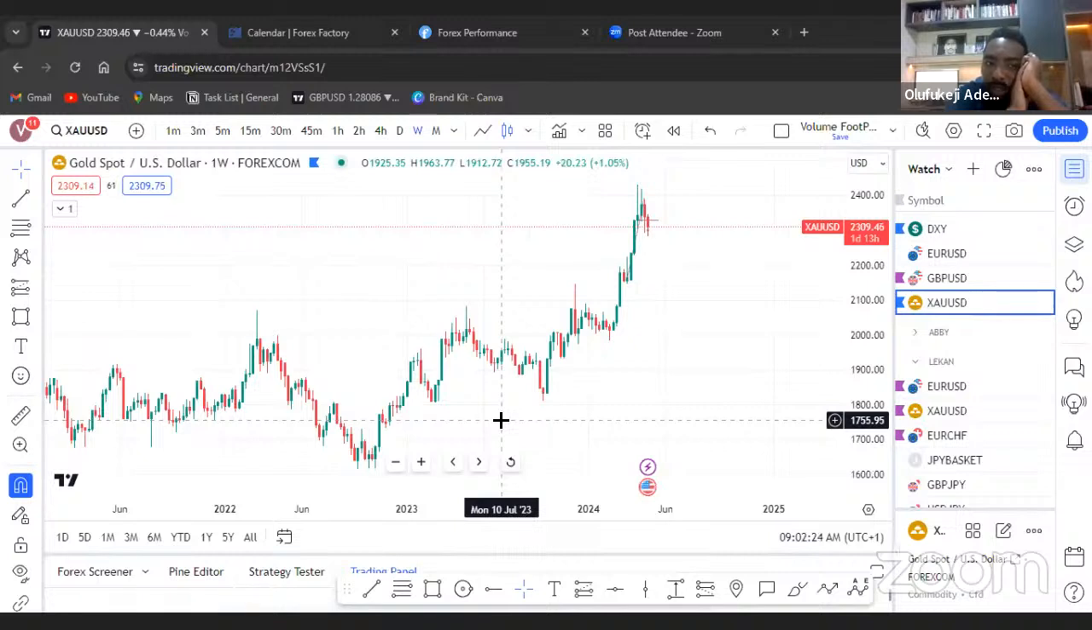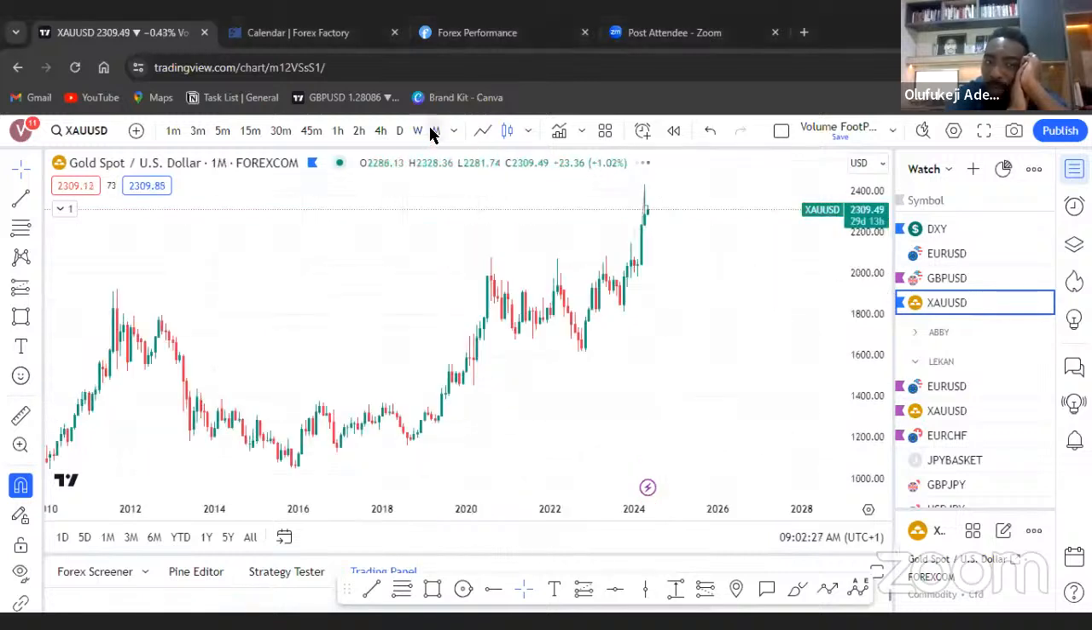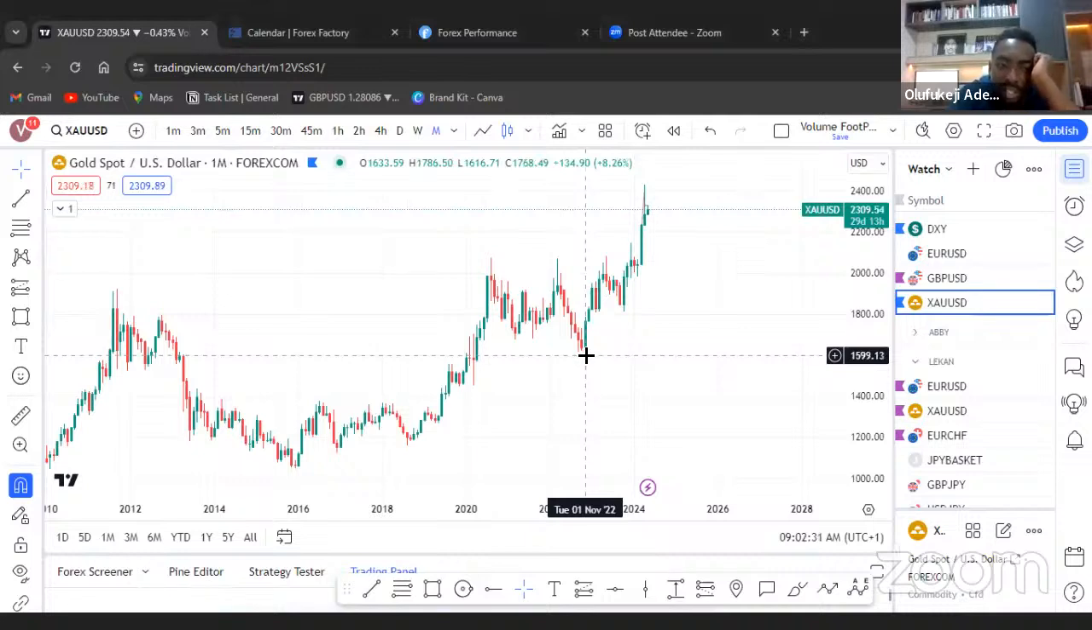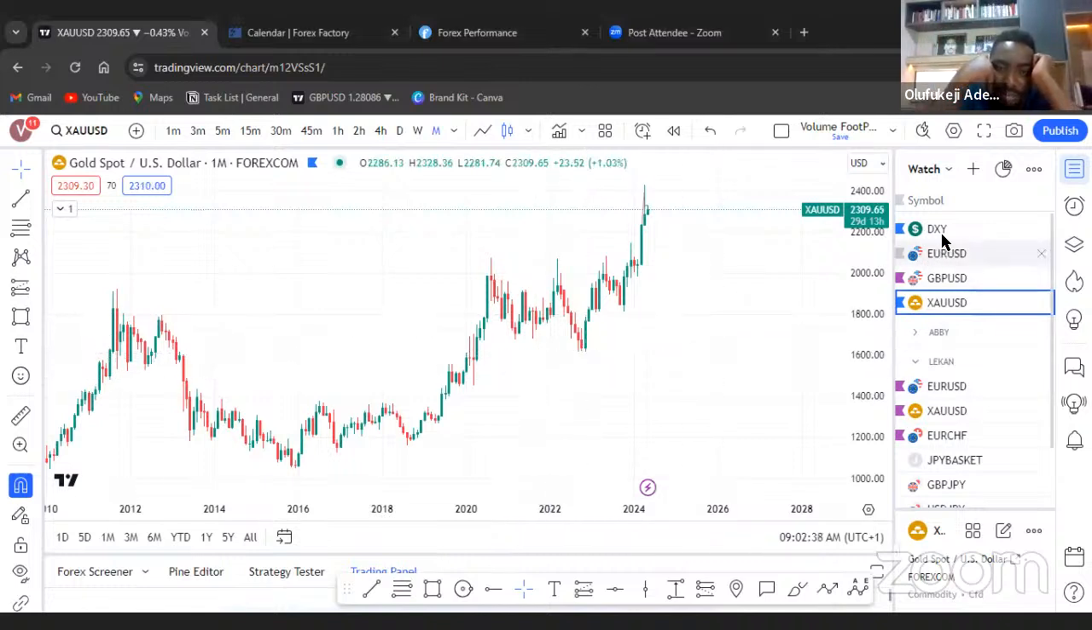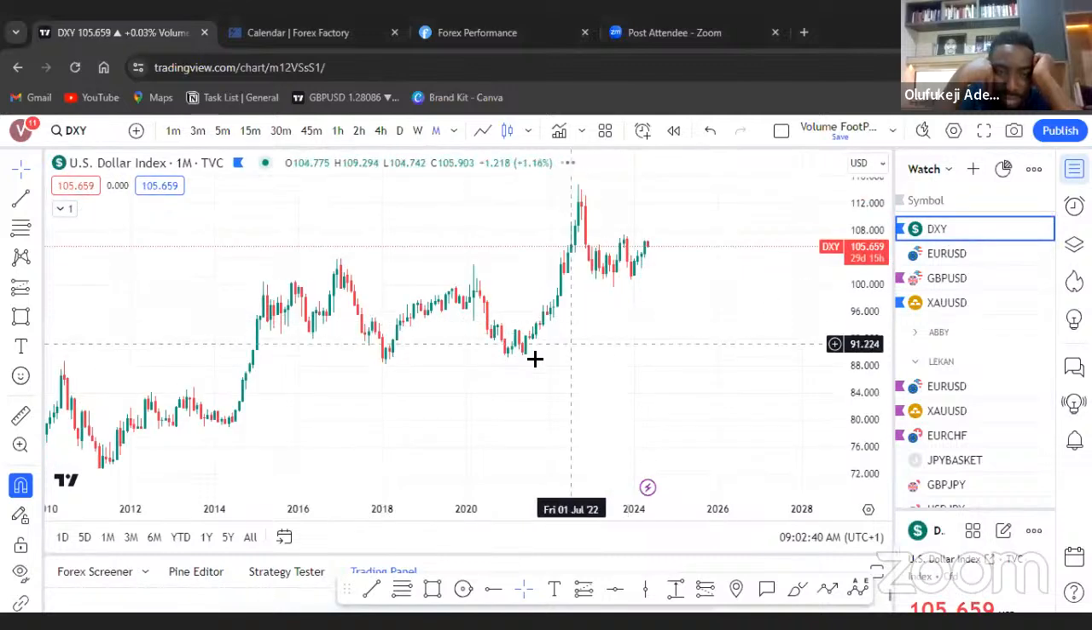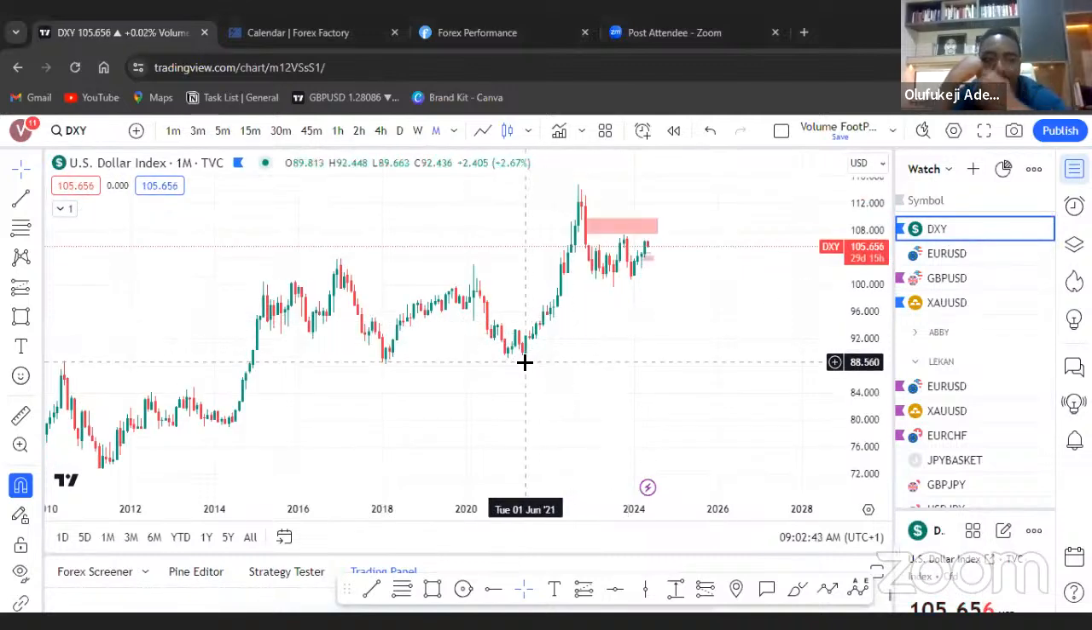Let's see it on the monthly. I'm trying to explain all these wars and rumors of wars. You see from 2016, gold has been going up, right? Let's see dollar index. Dollar too, for a large part, was ranging to the downside before it now started going up. Now it is ranging. So gold and dollar typically do opposite things.